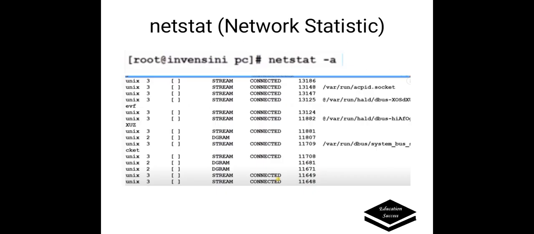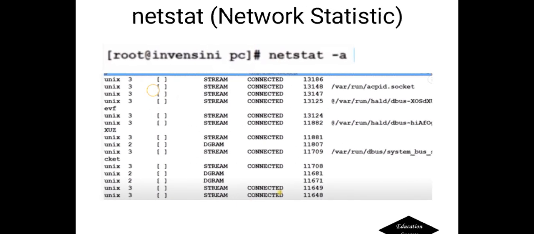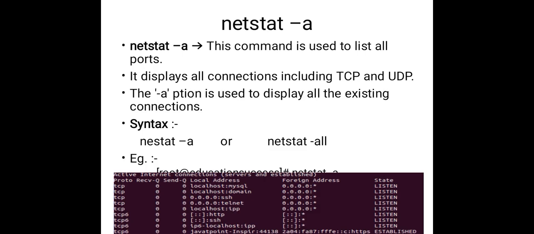Netstat also has the option -a. The -a option shows all the connections, including TCP and UDP connections. This command is used to list all the ports. So -a means all. It displays all the existing connections.